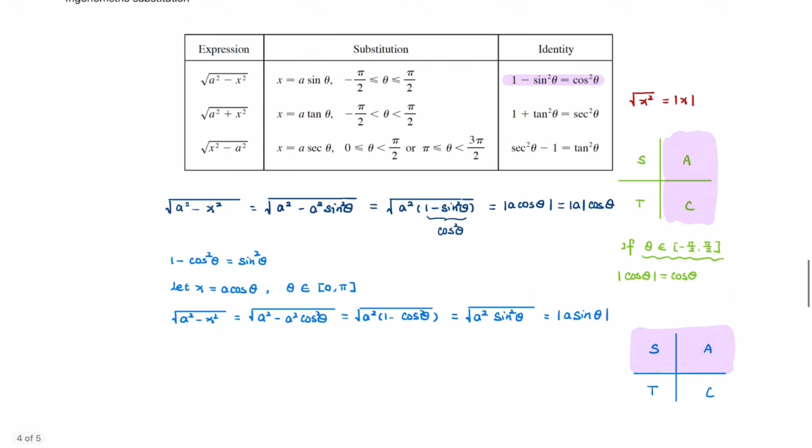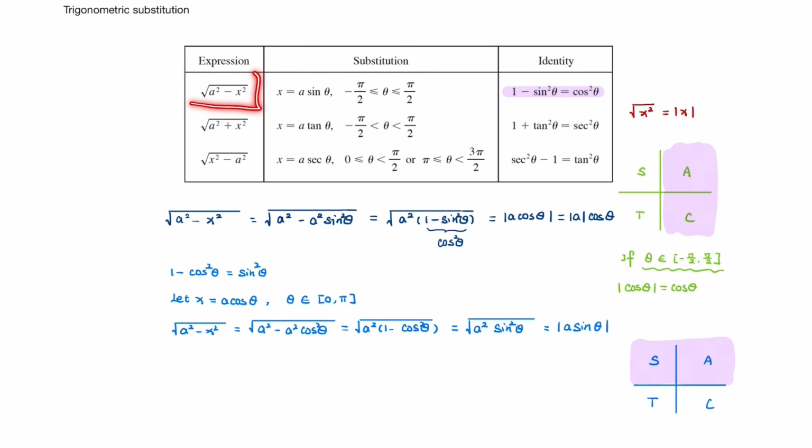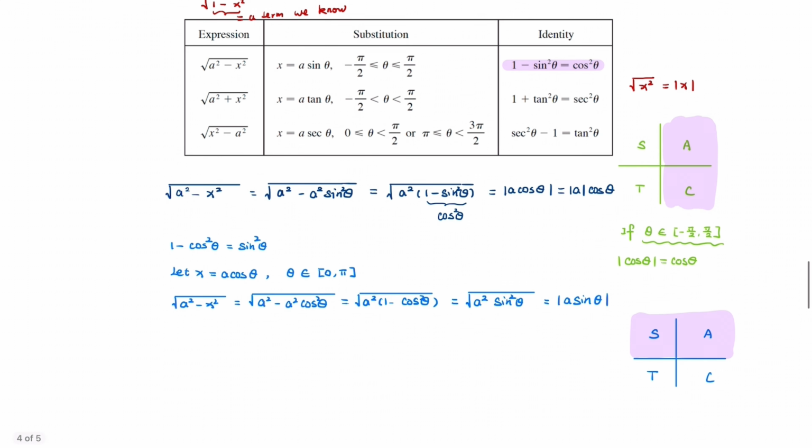To summarize this, how do we know which substitution we need to use for this one? You just think about a as 1. Think about which trig identity would give you 1 minus x squared equals a term we know. And from that, you'll see that if I let x be either sine theta or cosine theta, it would work, and the restriction depends on which one you set it as, and using CAST you can figure it out. That's the first one, and using the same idea we can decide for the second one.